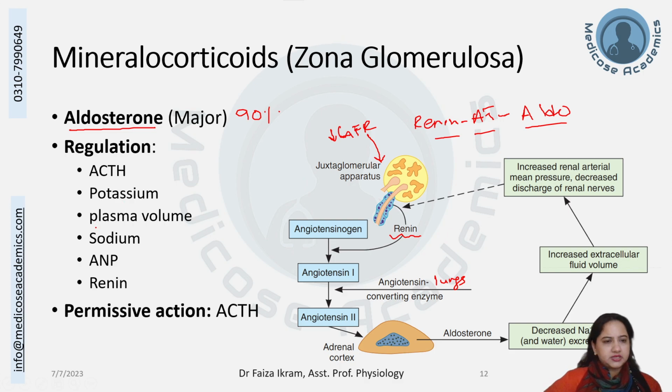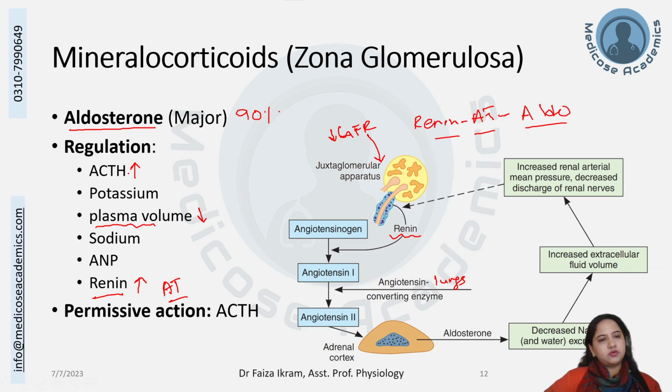which is plasma volume. If plasma volume is less, if there is dehydration, if there is blood loss, extracellular fluid volume decreases, it will lead to increased production of renin, which will lead to increased production of angiotensin, and that will stimulate the production of aldosterone. So increased renin will produce aldosterone, decreased plasma volume will stimulate aldosterone. ACTH cannot be denied.